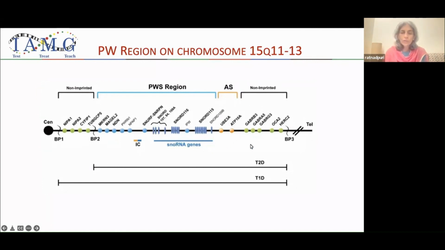So remember when we talked about genomic imprinting, we said there is a cluster of imprinted genes along with an imprinting center which controls the cluster of genes. This is the imprinting center that I am pointing to. The blue are the cluster of imprinted genes that cause Prader-Willi syndrome. The orange are the cluster of imprinted genes responsible for Angelman syndrome. And surrounding these two clusters are genes that are not imprinted.